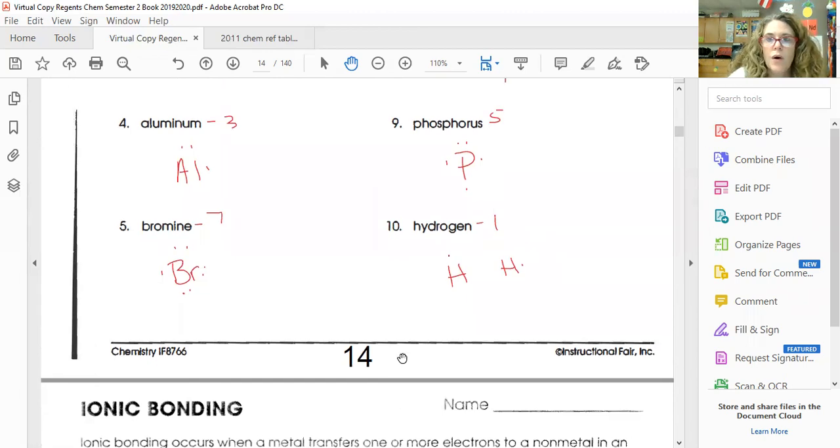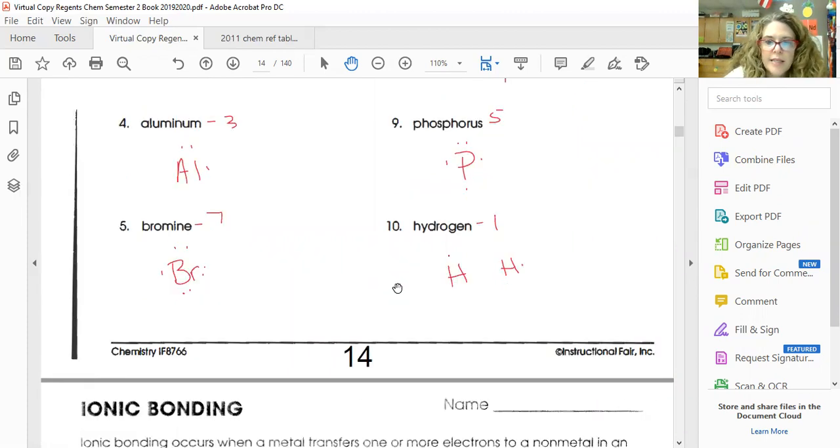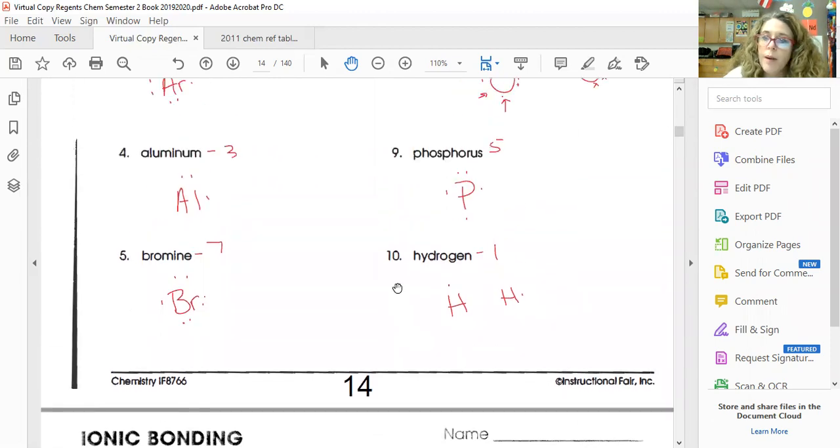All right, so I am going to stop this here, and in the next set, I will do ionic bonding. And how do we take these Lewis dot structures and form ionic bonds?